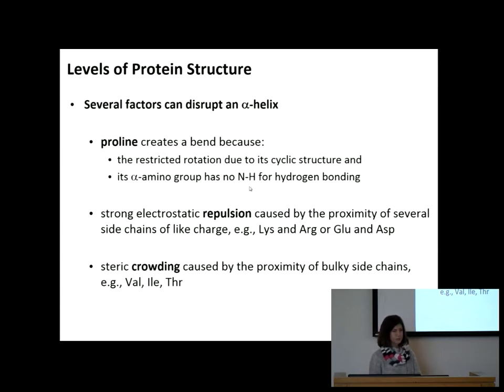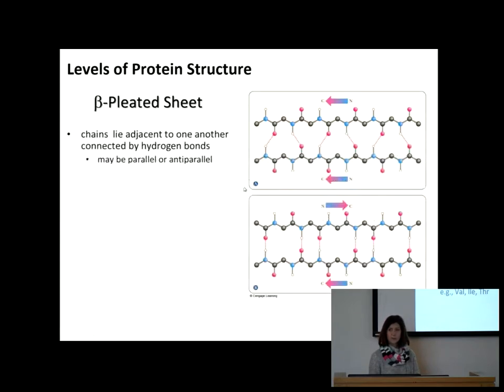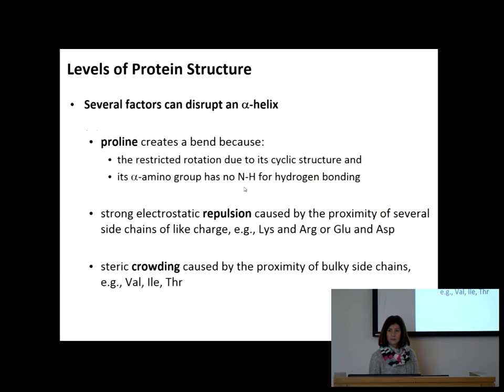Any questions so far? No? All right. Oh, yes. You said that last one, big groups pushing the side chains away. Pushing other side chains away. So then that would stop the alpha helix from continuing.